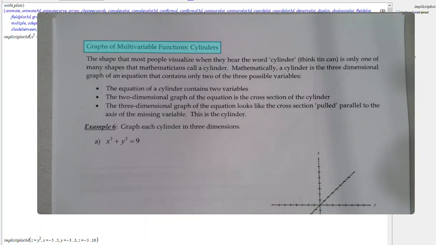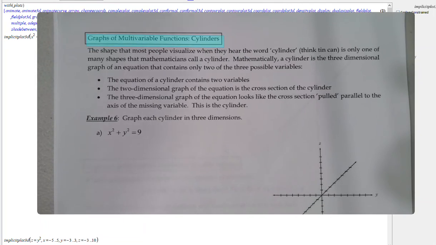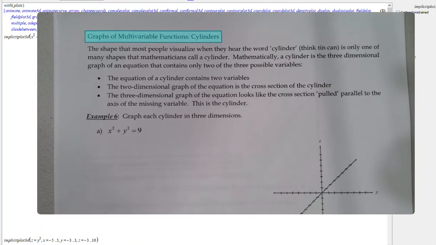So we are in section 12.1 still. This is our second part, part B. And we're going to look at some other multivariable functions that don't graph as planes.